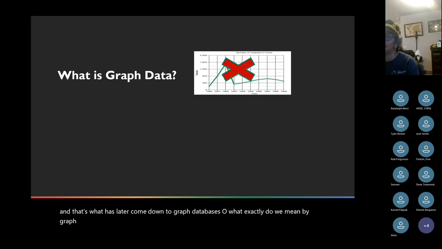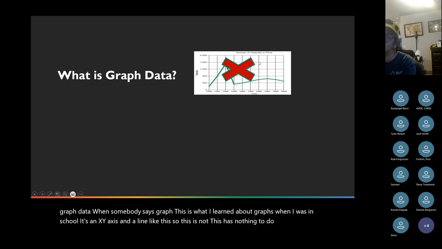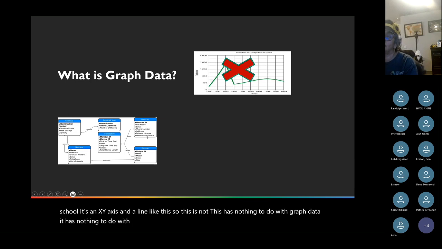When somebody says graph, this is what I learned about graphs when I was in school. It's like an X and Y axis and a line like this. So this has nothing to do with graph data. It has nothing to do with graphs like this. What graph data essentially is, when you look at the relational ER diagram, it looks like this.